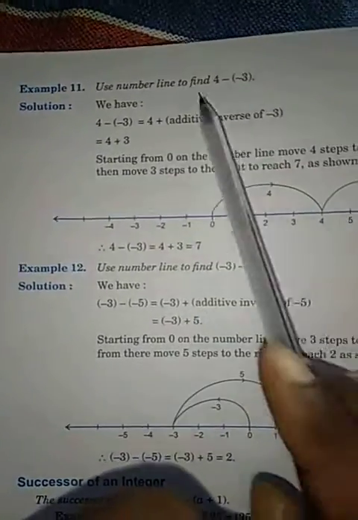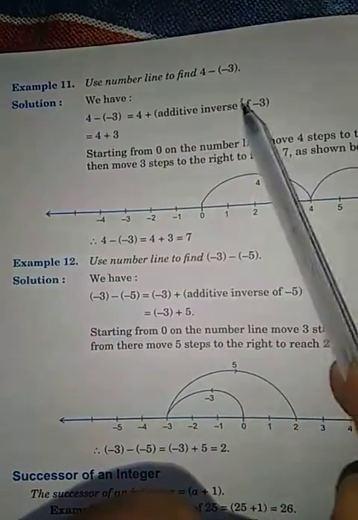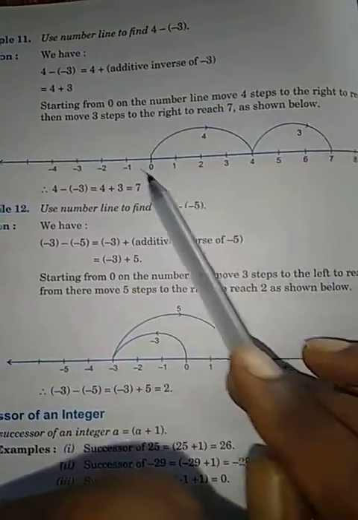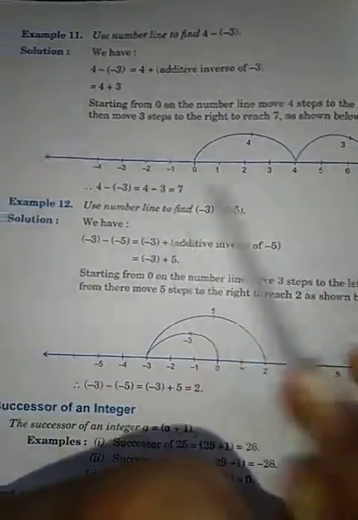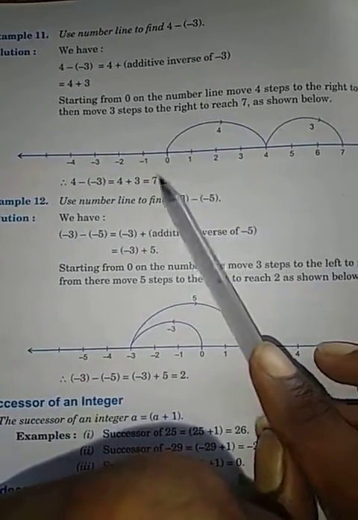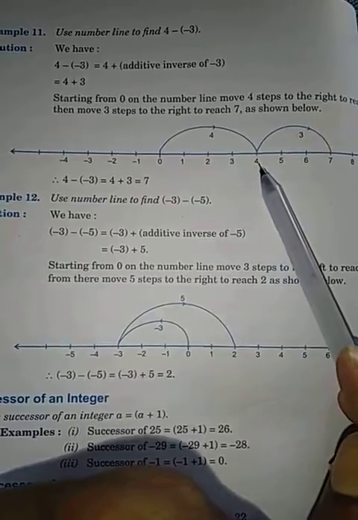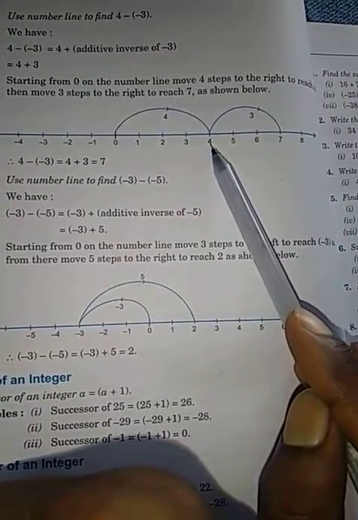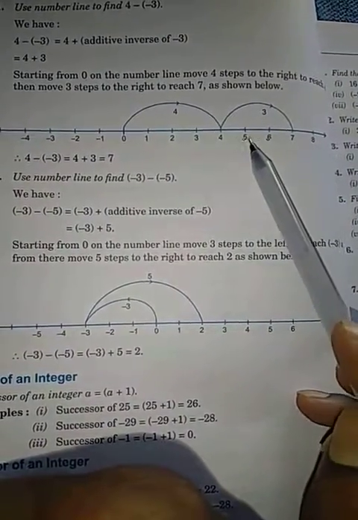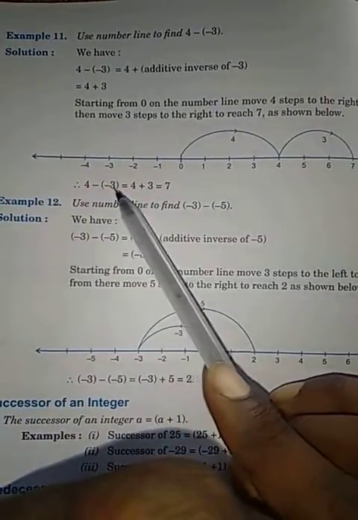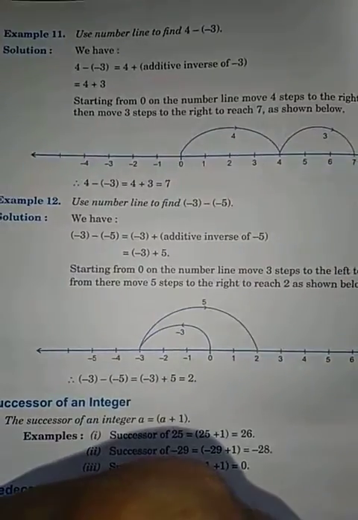Now 4 minus minus 3, that is 4 plus the additive inverse of minus 3, that is 4 plus 3. So draw a number line, take a point 0, and from 0 move 4 steps towards the right, and we reach 4. From 4 we move 3 steps towards the right, 1, 2, 3, and we reach 7. So 4 minus minus 3 is equal to 4 plus 3, that is 7.